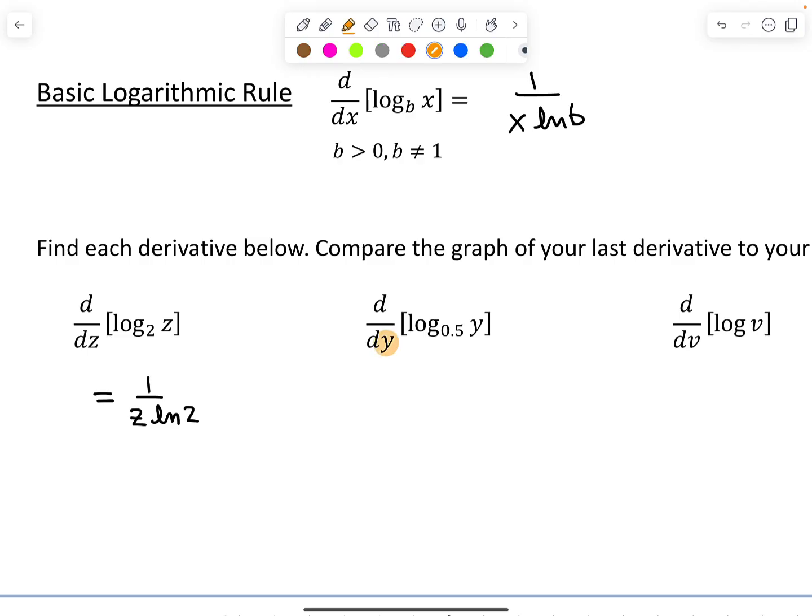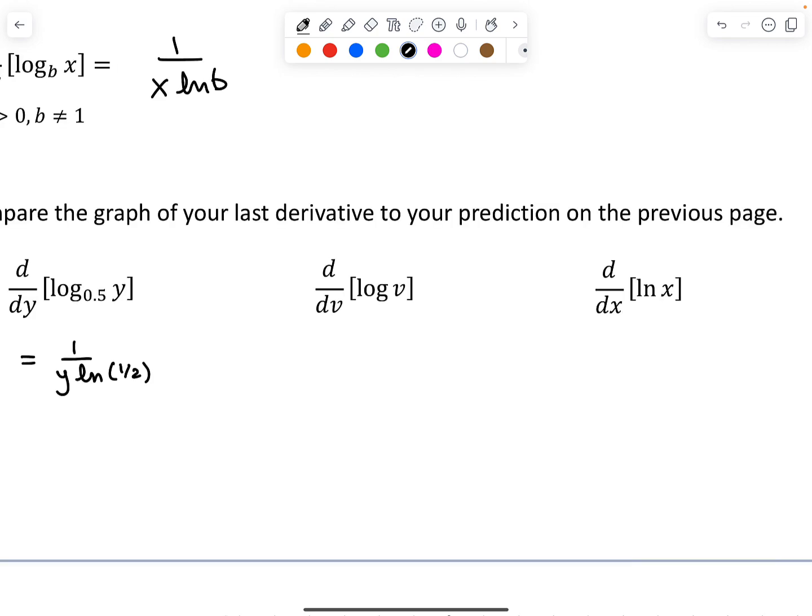Next one, independent variable y, which is also the argument of this logarithm, which has a base of 1/2. The derivative is 1 over the independent variable y times the natural log of that base. And I'll write 0.5 as 1/2. Next example, this is a logarithm that has no explicitly written base, which means the base is 10. The independent variable is v, which is the argument of my log. So the derivative of this logarithm will be 1 over that independent variable times the natural log of the base.